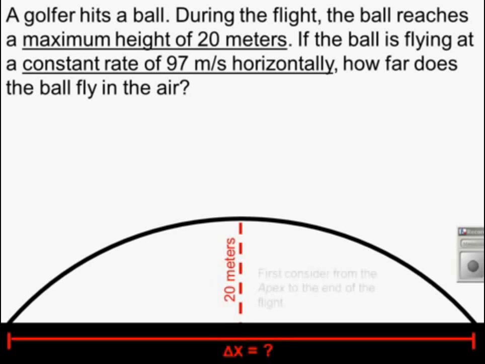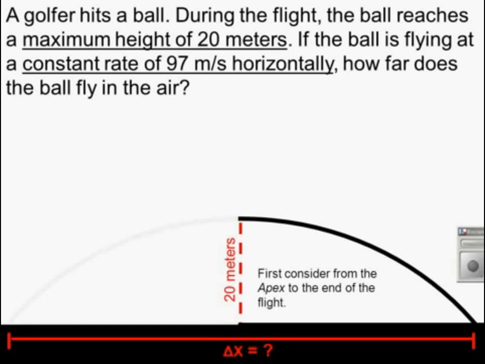So what I want to do is just consider from the apex to the end of the flight. So I'm going to erase the first part of this flight as if it never happened for right now. And if I put the ball there, I know it only has a horizontal velocity. It has no up or down velocity. So its velocity there is 0 vertically, but it's moving 97 meters per second to the right.